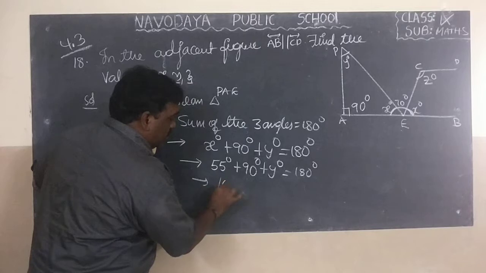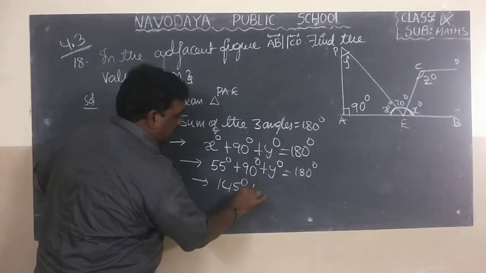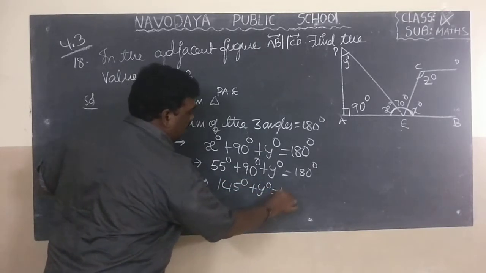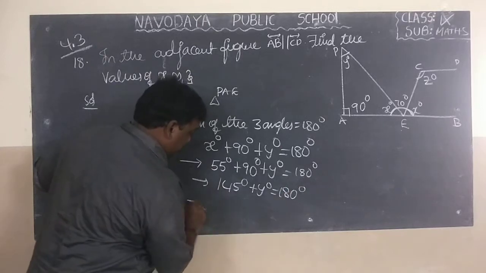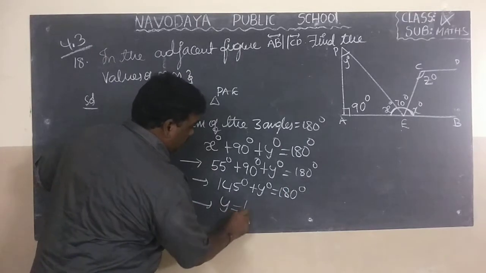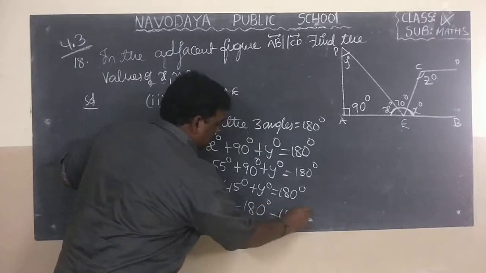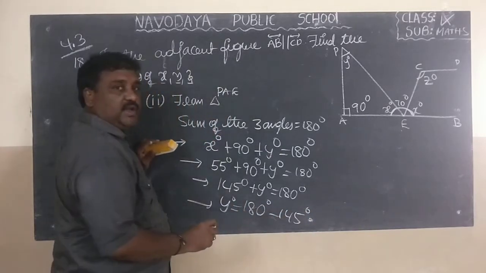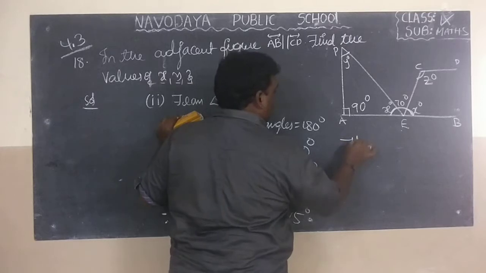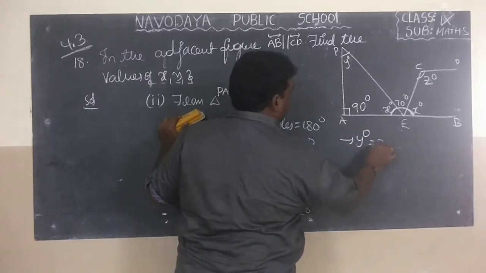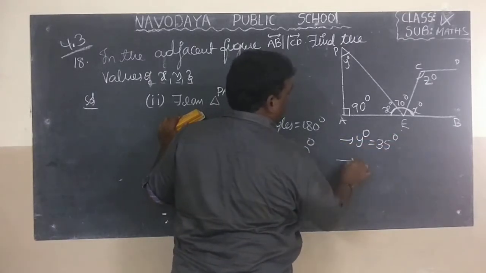Addition. 145 plus Y equal to 180. Y equal to 180 minus 145. So Y equal to 35 degrees. So Y value is 35.